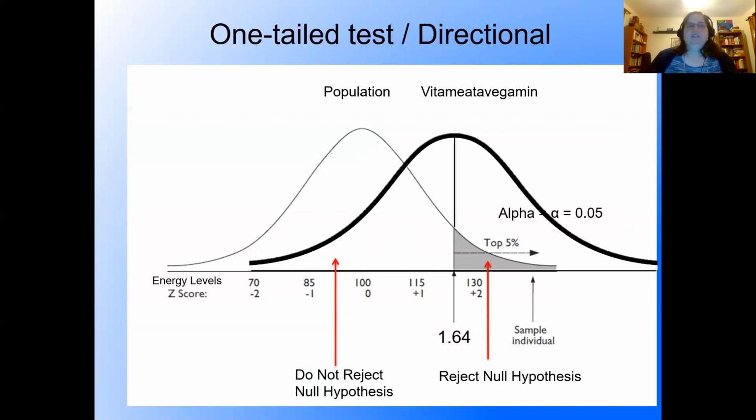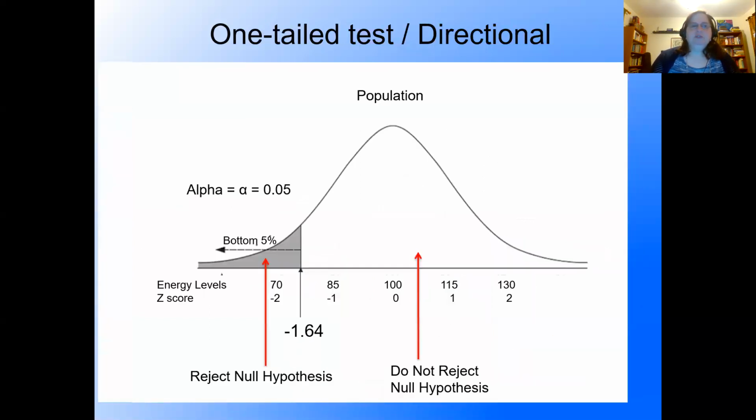All right. So because we made the prediction that vitamin and vegemin will produce higher energy levels, then we want to see this mean reach all the way up into this gray area, all the way above 1.64 standard deviations above the mean. Okay. Let's look at the other side.